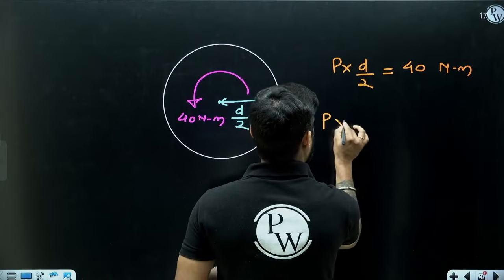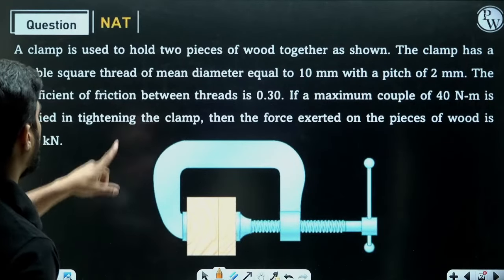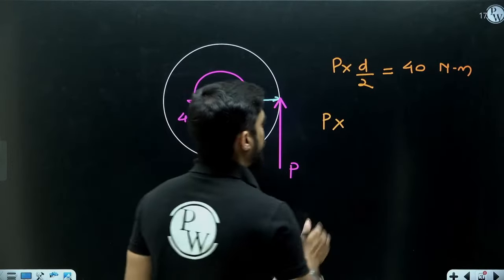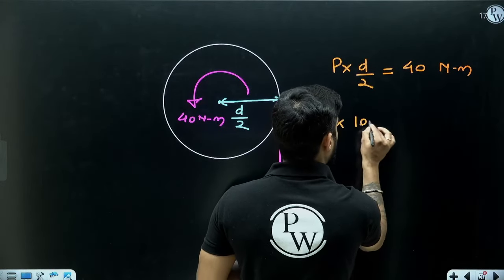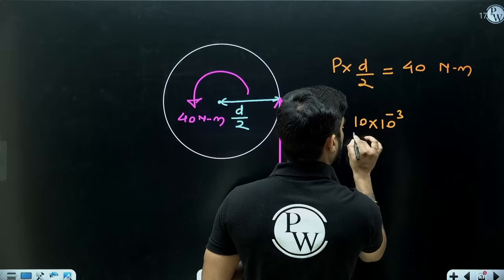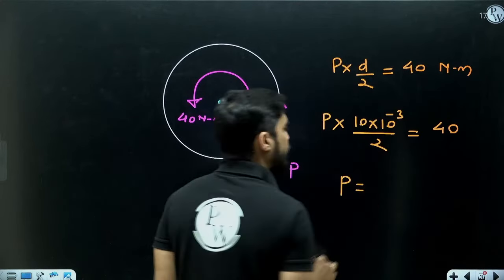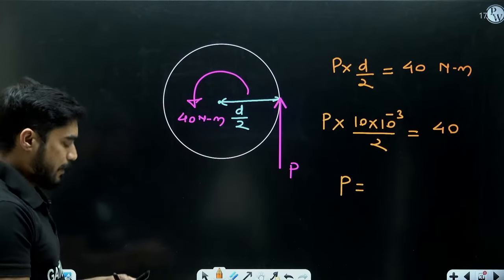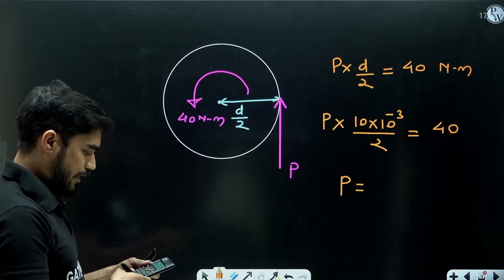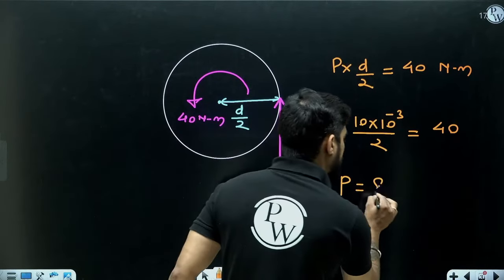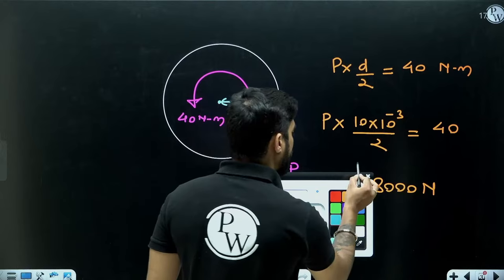So this will be P into, what is the diameter? Mean diameter is 10 mm. So I will convert it in meter, because here I am putting it in Newton meter. So this will be in meter. So from here I will get the value of P. It will be 80 divided by 10 into 10 to the power minus 3, which means 8000 Newton. So I have got the value of P.